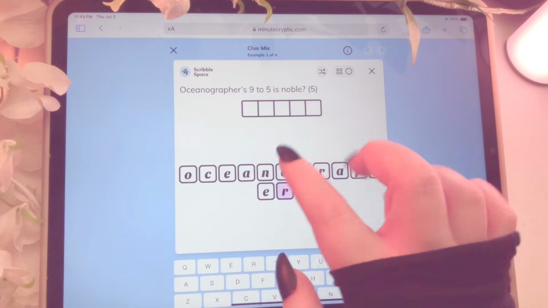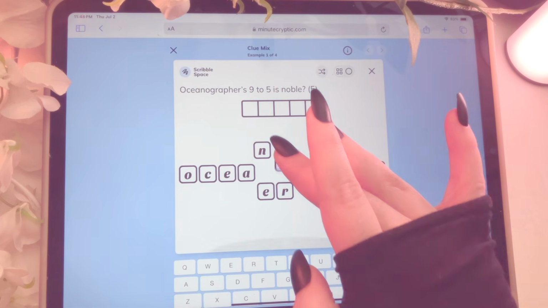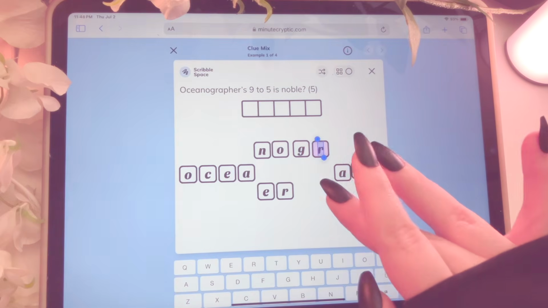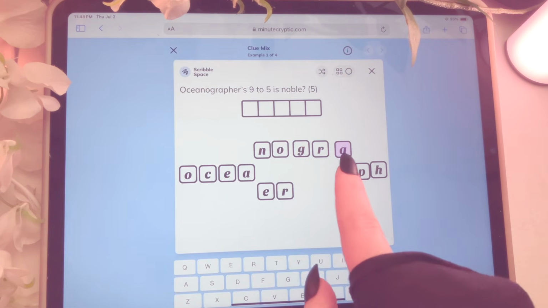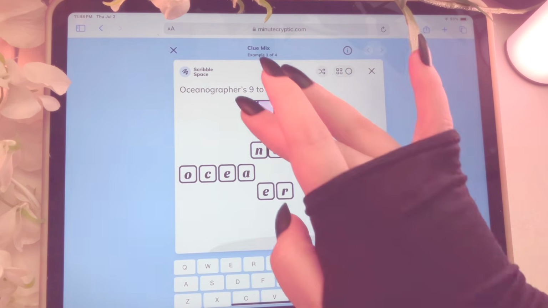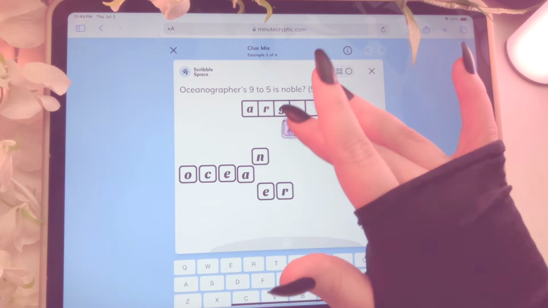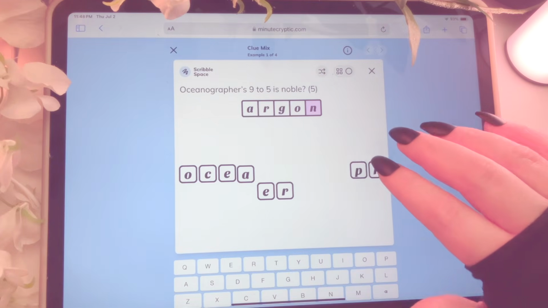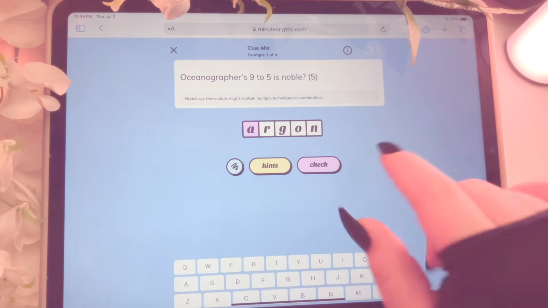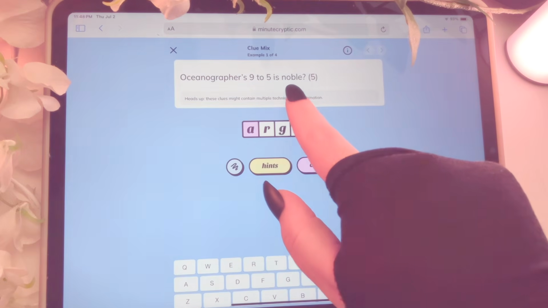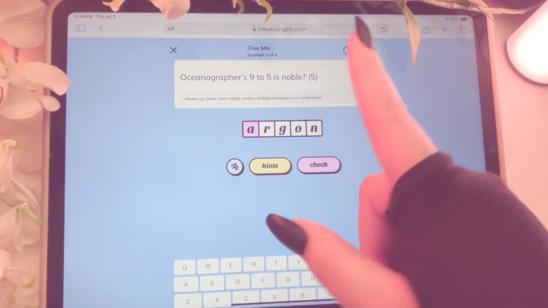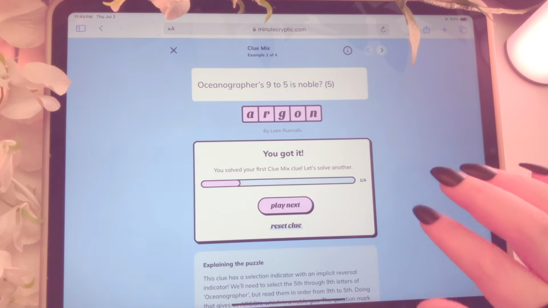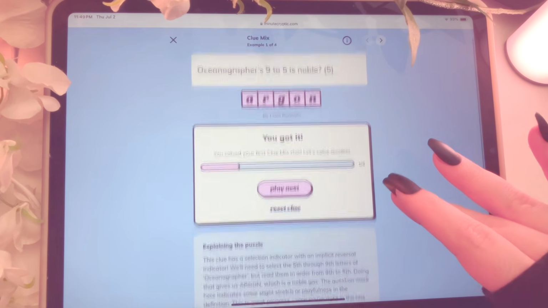3, 4, 5, 6, 7, 8, 9. And we put that backwards. We will get argon, which is of course one of the noble gases on the periodic table. I think that should be it. Okay, good. I wasn't 100% sure.